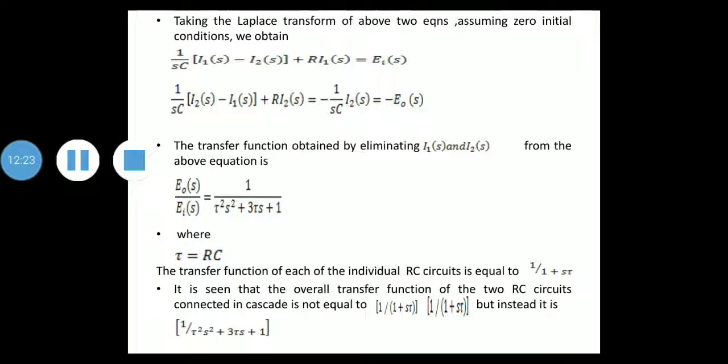This difference is explained by the fact that while deriving the transfer function of a single RC circuit, it is assumed that the output is unloaded. Is it clear? If the input of the second circuit is obtained from the output of the first, then a certain amount of energy is drawn from the first circuit and hence its original transfer function is no longer valid. The degree to which the overall transfer function is modified from the product of individual transfer functions depends upon the amount of loading. Is it clear?